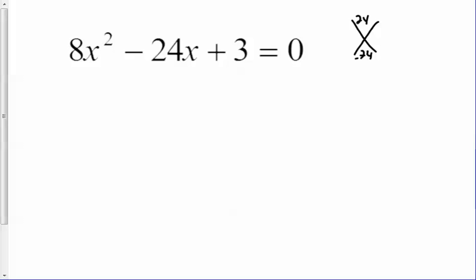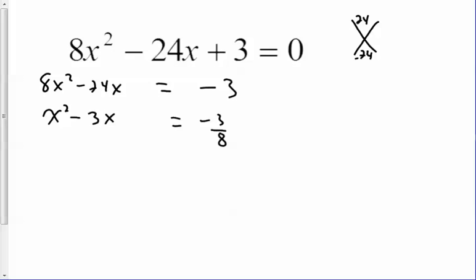What I could do is try the quadratic formula. The quadratic formula is always good to do, if you remember what that one was. Okay, but I'm going to do something sneaky, very sneaky. I'm going to do what's called completing the square. So to complete the square, you got to get the squares and the x's on one side and get that negative 3 over here. Now I actually want to divide everything by 8. So if I divide everything by 8, I get x squared minus 3x equals negative 3/8, if that makes sense.